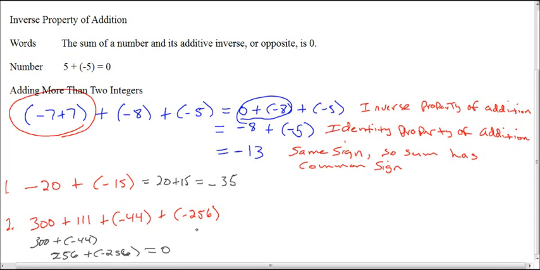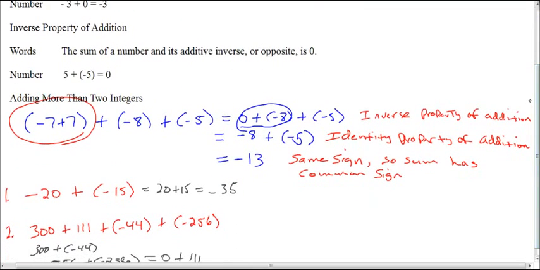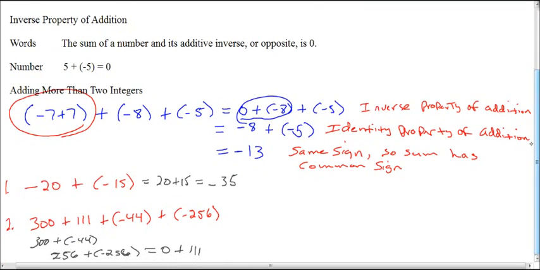And if we add 0 plus 111, that is, of course, our identity property. Remember, if we add the additive identity, 0, plus anything, it's going to give us that number. So 0 plus 111 is going to equal 111.